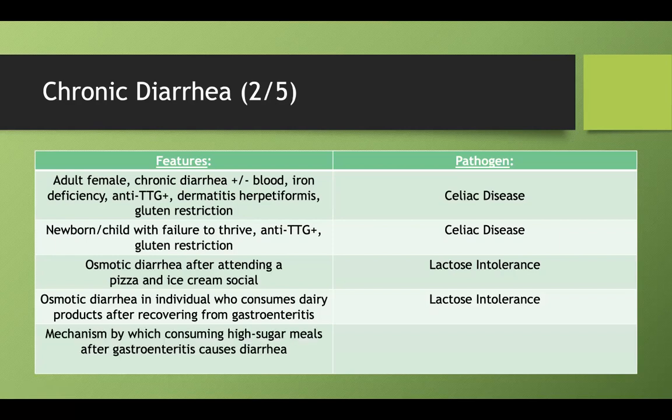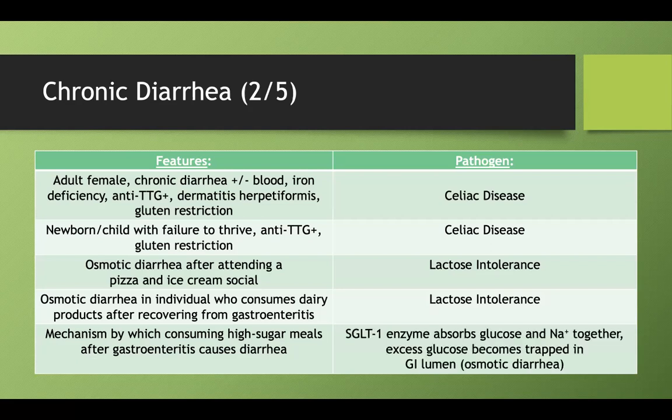And the last thing I want to mention on this slide is, if you know the mechanism by which consuming high sugar meals after gastroenteritis would cause worsening diarrhea. This can happen because we have a special transporter called our sodium glucose linked transporter, SGLT1. And what this does, as the name implies, it will absorb glucose along with sodium. And so if you only consume glucose without any sodium, a lot of that glucose gets stuck in the lumen and causes an osmotic diarrhea.